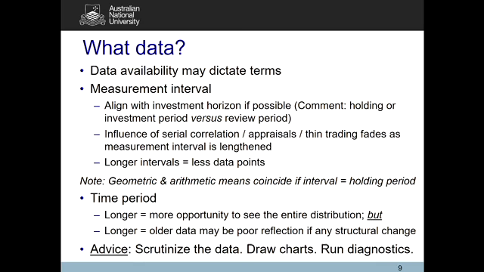Think about your measurement intervals. Now, if possible, you'd want to align this with your investment horizon. So if you have a 3-year horizon, you might want to have a 3-year measurement interval. But remember, there's a difference between a holding period and a review period.